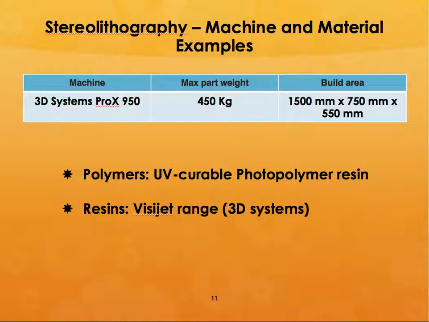It can make a part as heavy as 450 kilos, or about 1,000 pounds, and it has a build area of 150 centimeters by 75 centimeters by 55 centimeters. So pretty large equipment. The polymer used in this one is a UV curable photopolymer resin. It's again a methacrylate resin, and the resin systems are proprietary to 3D Systems.